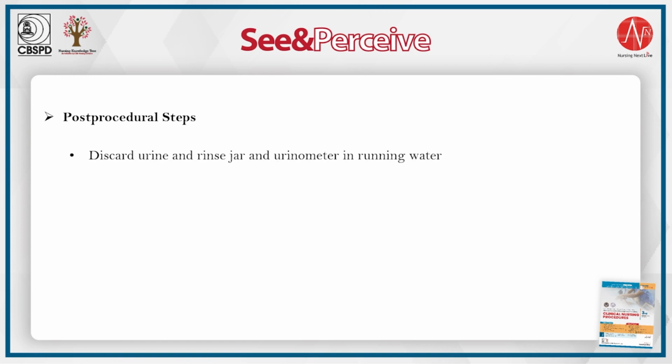Post-procedural steps. Discard urine and rinse jar and urinometer in running water. Replace articles after washing. Document the results in the appropriate record.